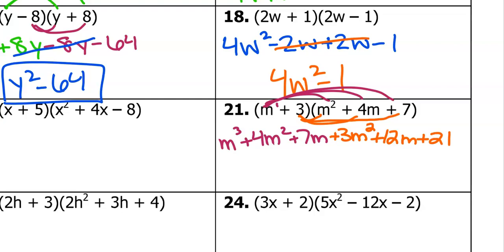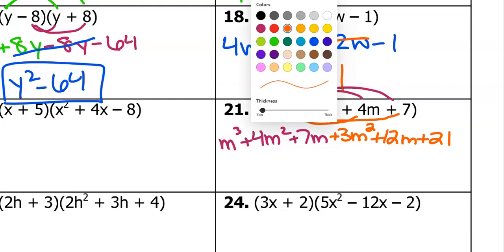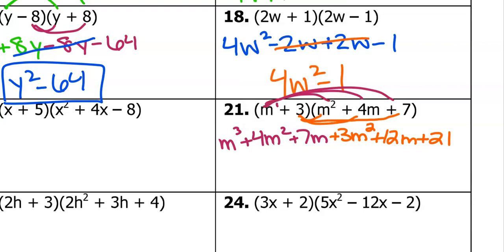Okay. So it is longer. We have more pieces, right? We have 6 pieces, which makes sense. We had a 2 times a 3. We should have 6 pieces. All the other ones we had 2 times 2, right? We had 4 pieces and then we combined like terms. So that's a good way to check yourself. Make sure you have the 6 whole pieces, which we do.